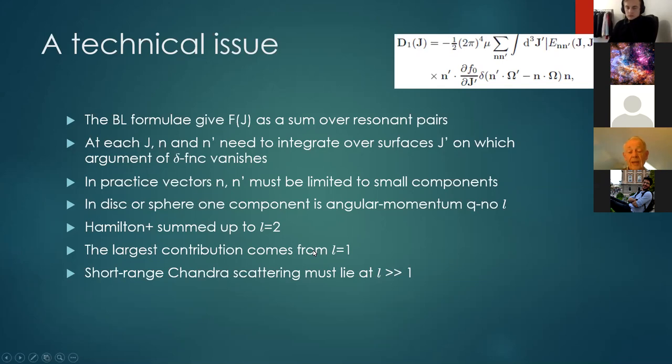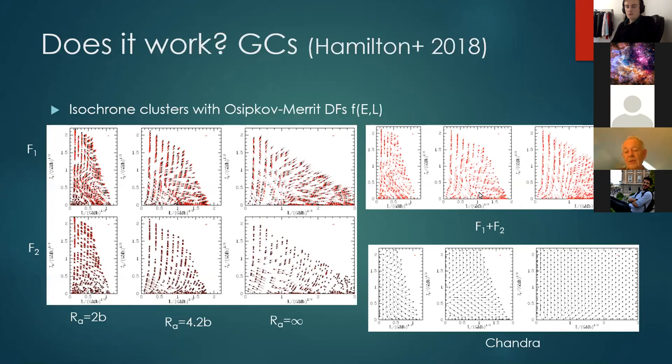Whereas the short range scatterings that Chandrasekhar is deriving his whole result from must lie at L very much bigger than 1. So the Hamilton et al. results are for a contribution to the diffusion coming from a regime that's not explored by Chandra and which actually excludes the regime that is included in Chandra. So it's not a surprise that these differ. It is a bit worrying that these arrows, which come from only L equals 0, 1, and 2, are already as big or bigger than these arrows down here. But it just isn't technically possible, at the present time anyway, to use the Balescu-Lenard equation to include this part.